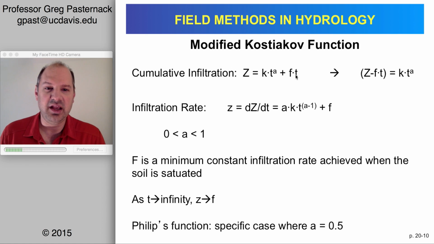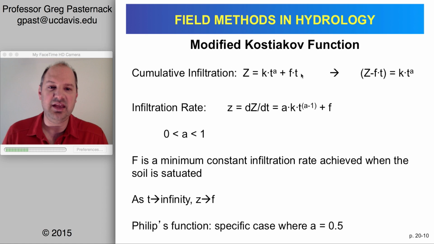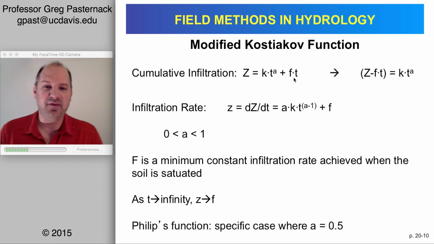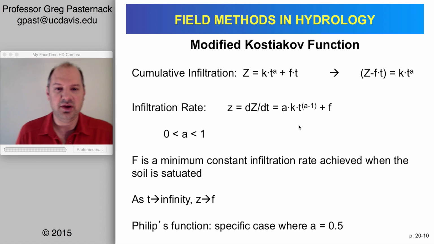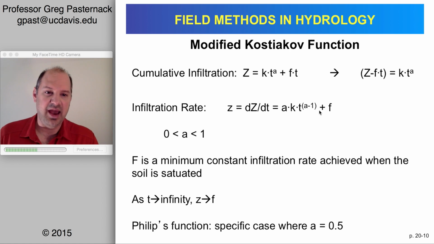Then we can have a function like this where all we've done is we've added this plus f of t. That's the cumulative function. For the infiltration rate function, then we have this f is just a constant. So it's the same integral and derivative approach. As t goes to infinity, then this term in the upper right is going to go to 0, and we'll be left with just that constant rate.